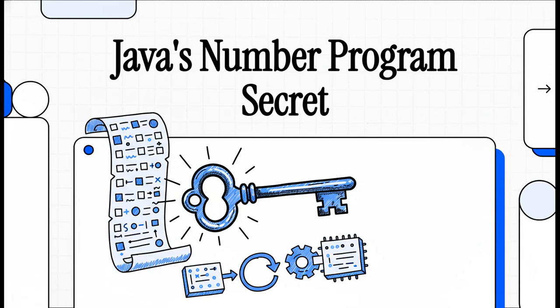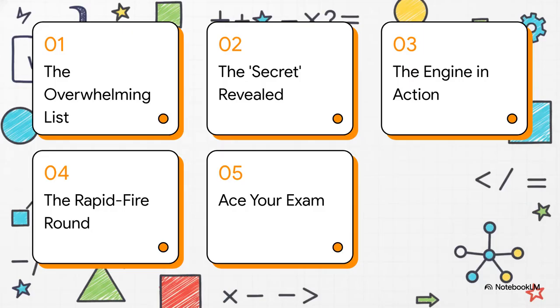Are you staring at a huge list of Java number programs for your ICSE exam and feeling completely overwhelmed? Well, what if I told you there's a secret, a kind of master key that unlocks almost all of them? In this explainer, we're going to crack that code. Stick with me, because by the end, you'll see all these different programs are really just tiny variations of one single powerful idea.